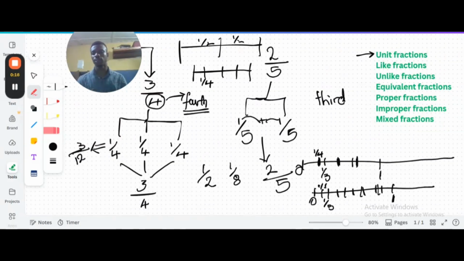Now, when you break something into 2 pieces, you basically have 1/2 here, 1/2 there. When you break it into 4 pieces, each piece is going to be a smaller size. So this is basically the whole idea of unit fractions.